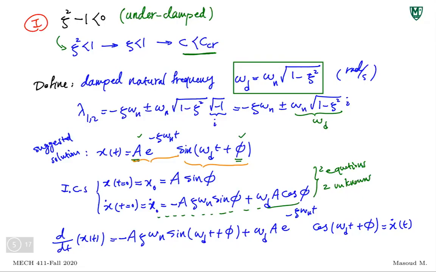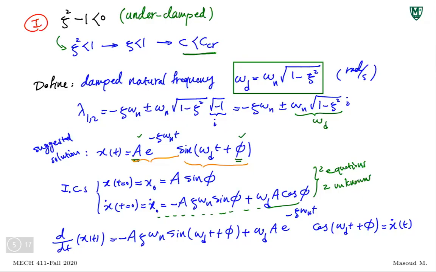Now, since we have these roots from the differential equation, it tells us that if you have roots that are complex valued and complex conjugate like these, the suggested solution is in this form: x(t) is equal to A e to the minus zeta omega n t sine of omega d t plus phi. This is the suggested solution, like the suggested solution I gave you for a spring mass system.